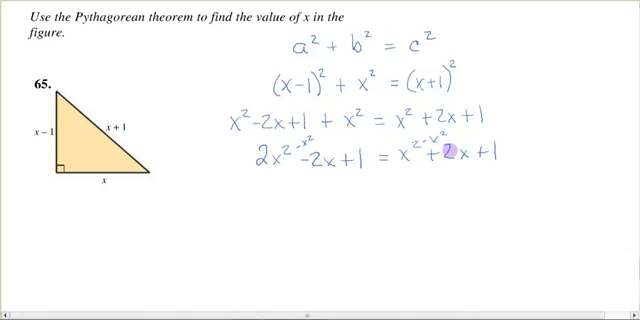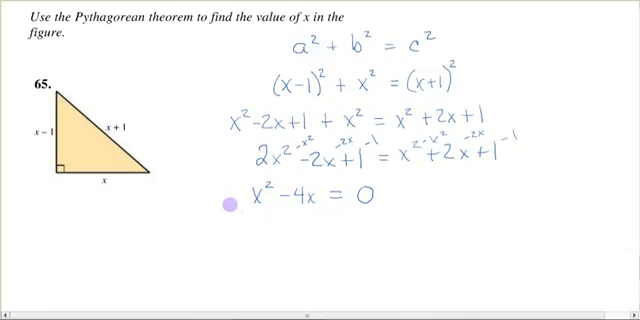And I'm going to subtract 2x. And I'm going to subtract 1. So I get a 2x squared minus x squared is just a 1x squared. Negative 2x minus 2x is minus 4x. And a 1 minus 1 is gone, just 0. Equals, everything on this side has gone away. So we have the 0.